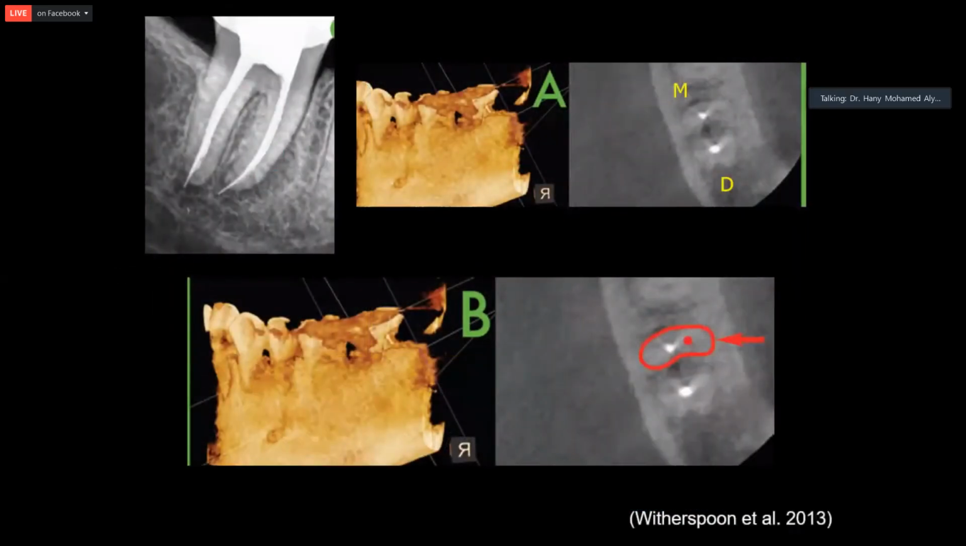And then also the use of CBCT sometimes is important. The CBCT, whenever it is indicated, can also show some missed anatomy, such as in this case, which has a missed canal.